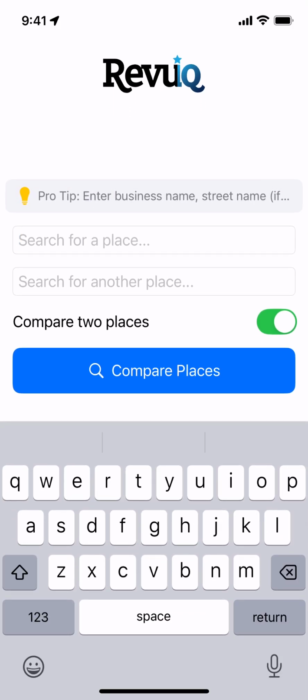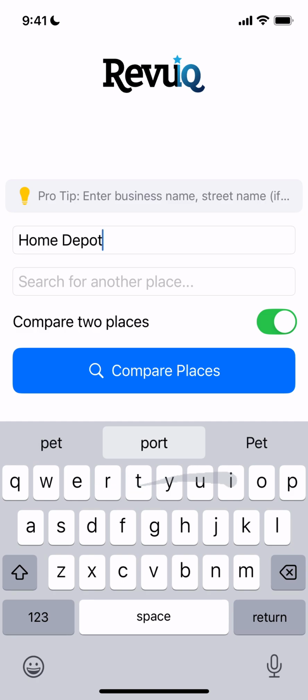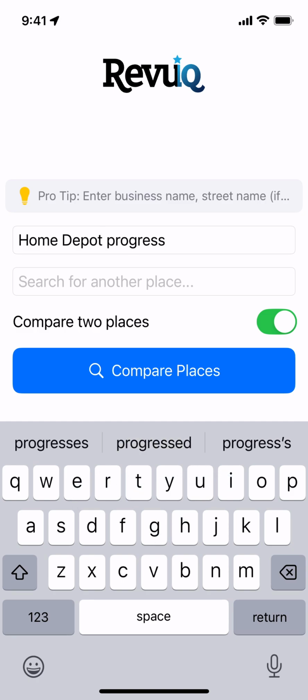There is a Home Depot and a Lowe's right across the interstate in Meridian, Idaho, close to where I live. So I thought those would be perfect examples to use in this test. So the first one is Home Depot on Progress Ave in Meridian.